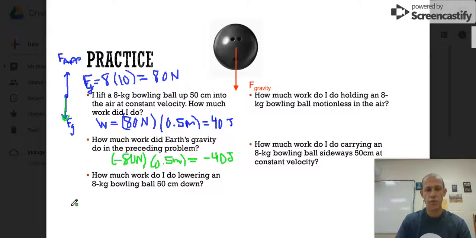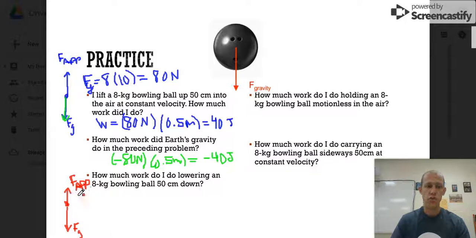How much work do I do lowering an 8-kilogram bowling ball 50 centimeters down? So this is a different problem. So let's look at a different free body diagram. So now the force of gravity has not changed whatsoever. It's the same magnitude. But since I'm lowering it, that means I'm applying less force myself. So the applied force is less.